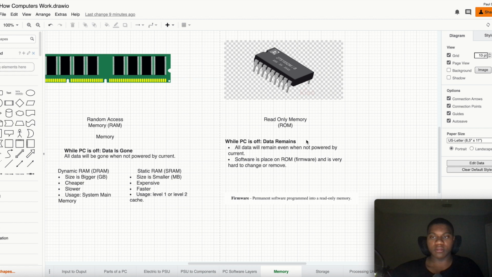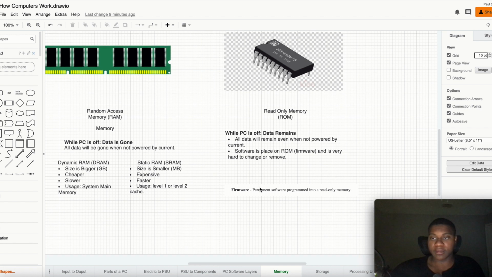It won't lose it. And whatever you put on there is permanent. It's hard to change or remove afterward. Whenever you put software on ROM, it's called firmware, and it's very hard to change or to remove afterward. That's why they call it read-only memory, because it's meant where you put something on there once and you don't touch it. You only read it and access it, but you don't really change it or add to it. You only read from it.